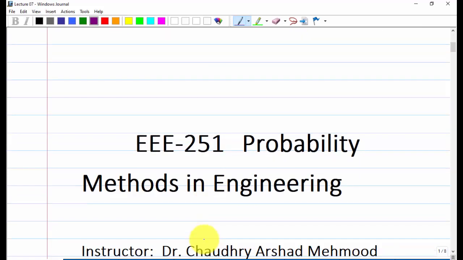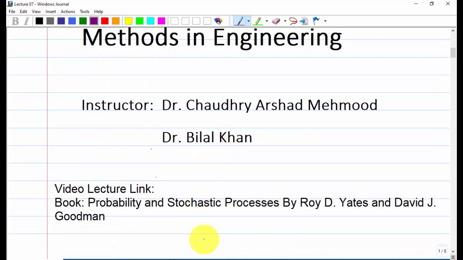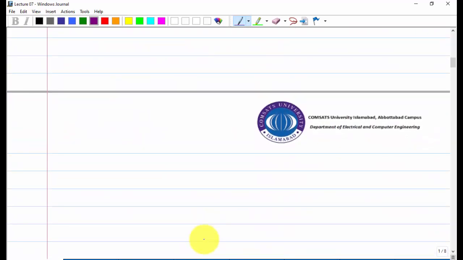So in the last lecture, we have seen partitions and the law of total probability, and we saw how we can use partitions to calculate the probability of any event. So today our topic is Bayes theorem.